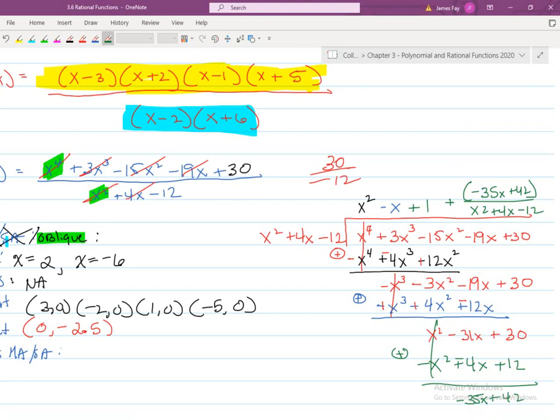Okay? Now, the idea here then is if I were to take everything that I have on top of this division symbol, take that whole thing and multiply it by the divisor out here, it should get me back to what is underneath the division sign, right? It should get me back to that x to the fourth plus 3x cubed minus 15x squared minus 19x plus 30. Okay? So basically what we're doing here is the oblique asymptote takes the place of the horizontal or slant asymptote.